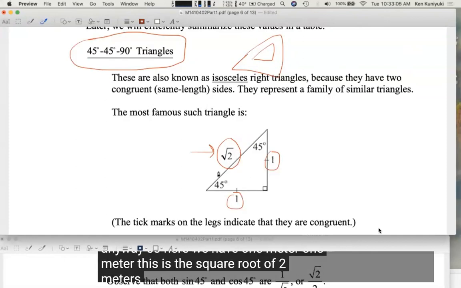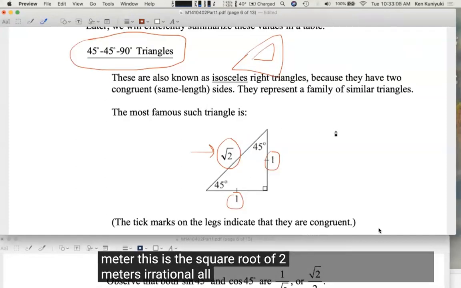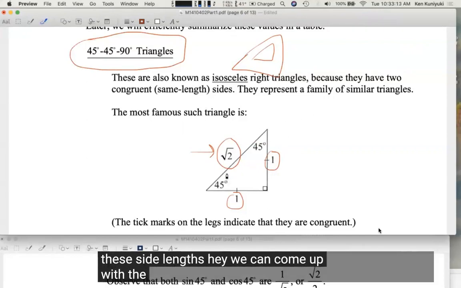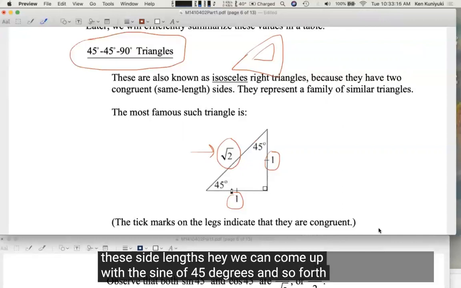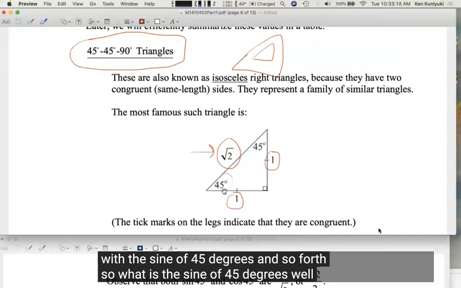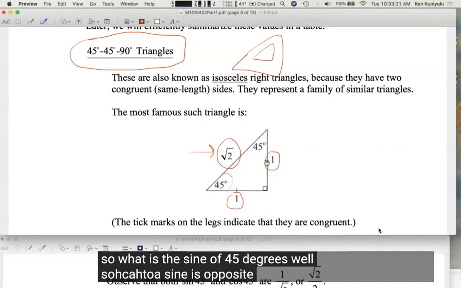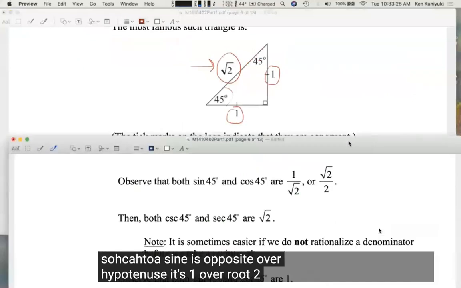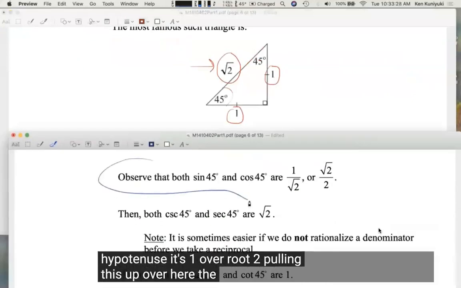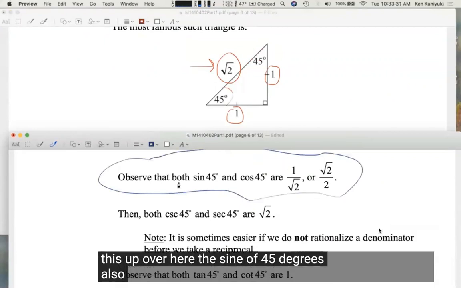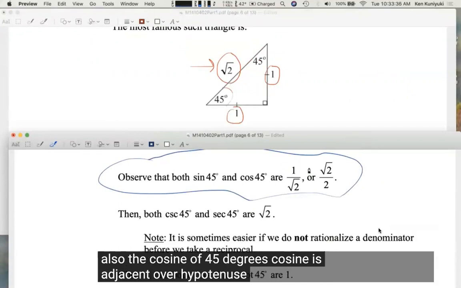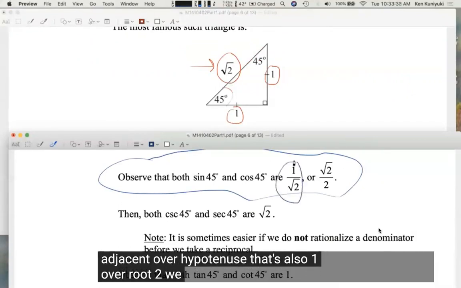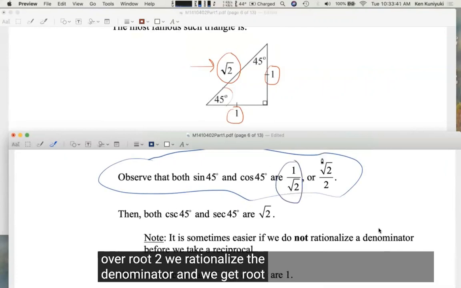This is the square root of 2 meters, irrational. All right, now, given these side lengths, hey, we can come up with the sine of 45 degrees and so forth. So what is the sine of 45 degrees? Well, SOH-CAH-TOA, sine is opposite over hypotenuse. It's 1 over root 2. Pulling this up over here. The sine of 45 degrees, also the cosine of 45 degrees. Cosine is adjacent over hypotenuse. That's also 1 over root 2. We rationalize the denominator and we get root 2 over 2.